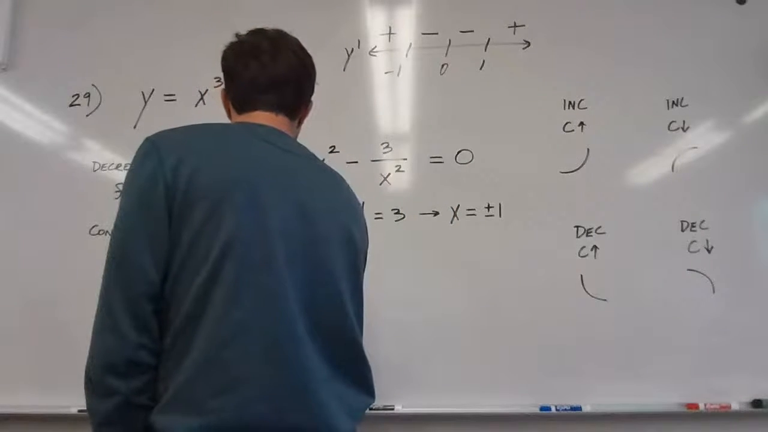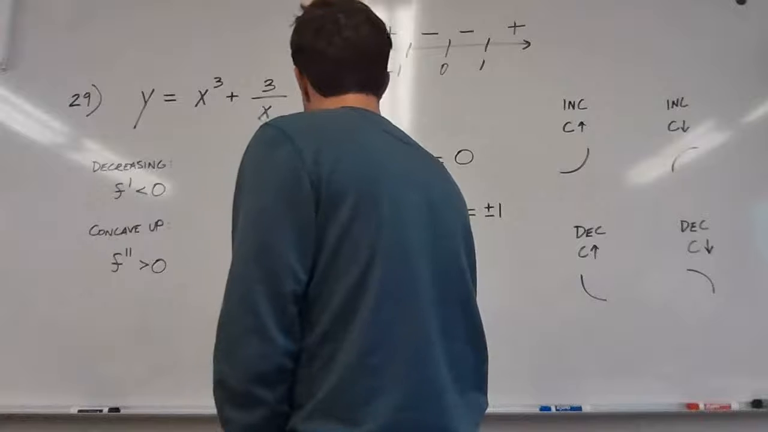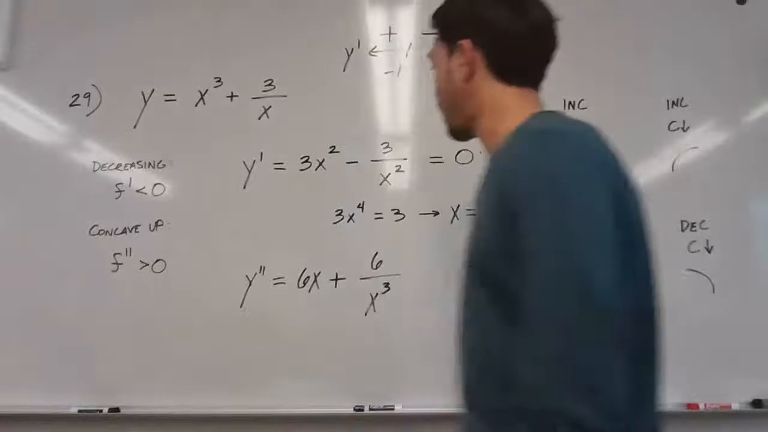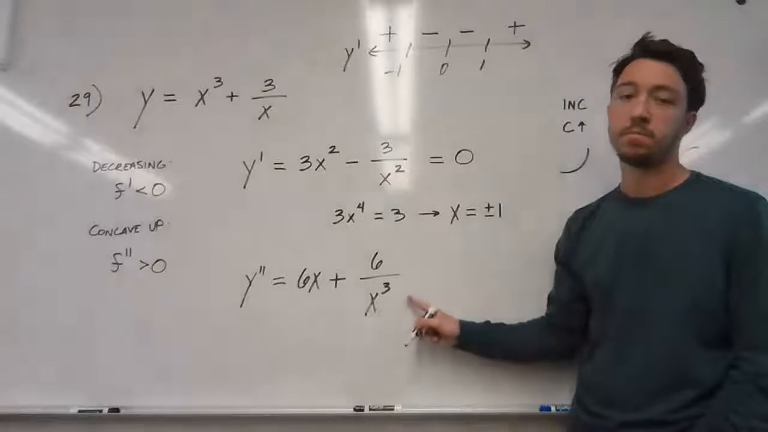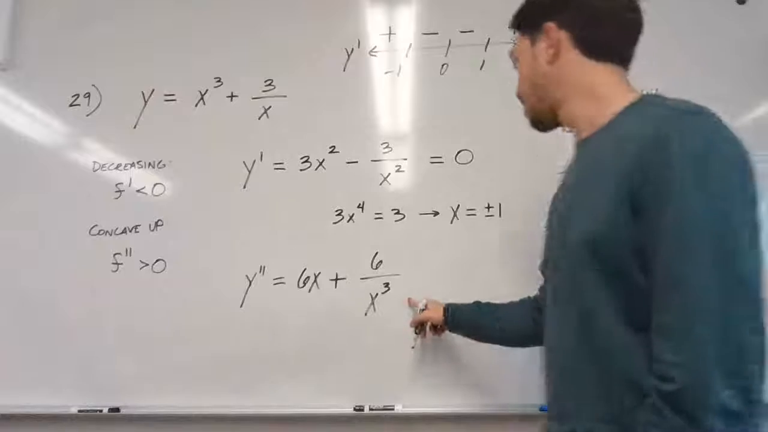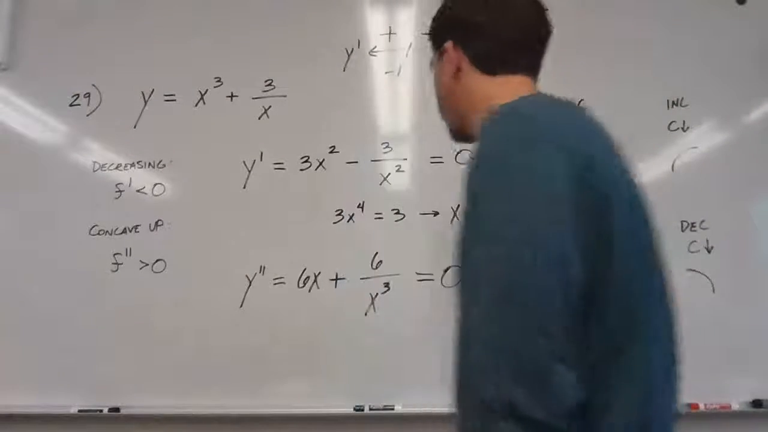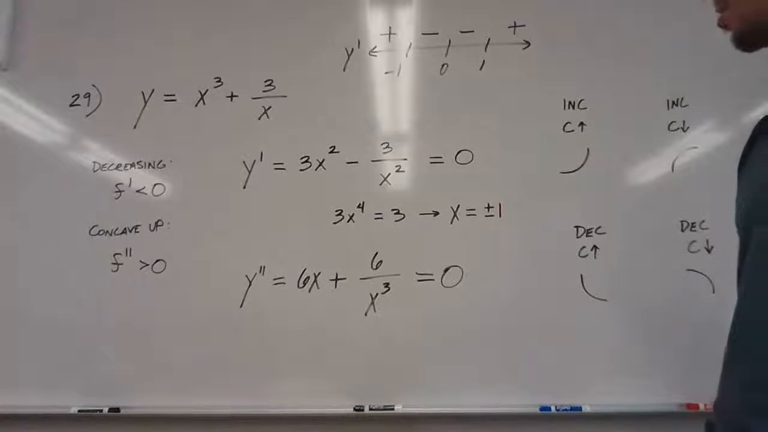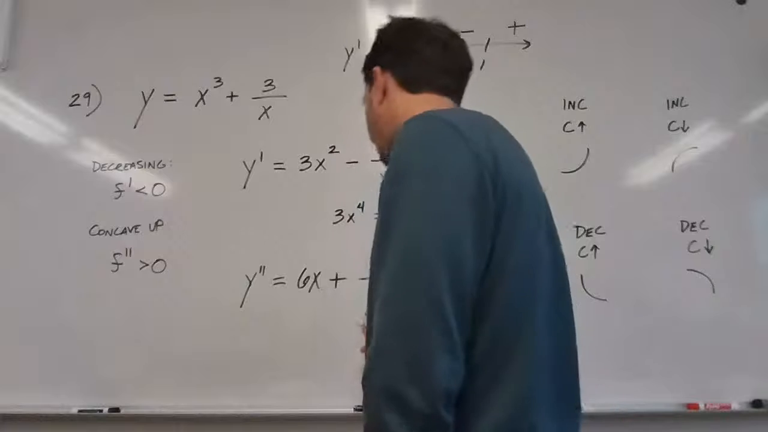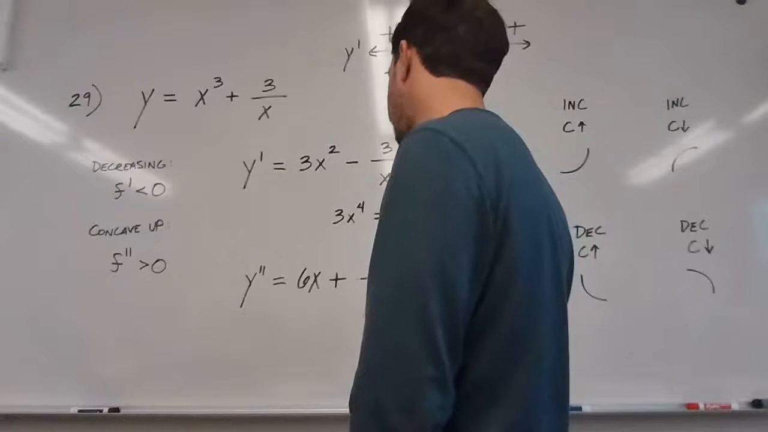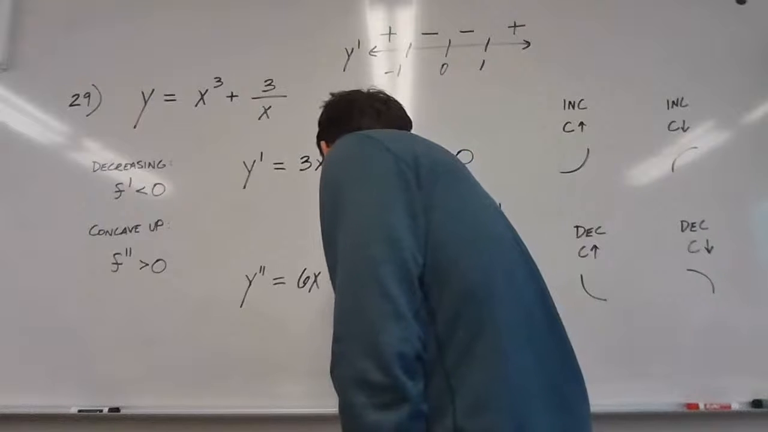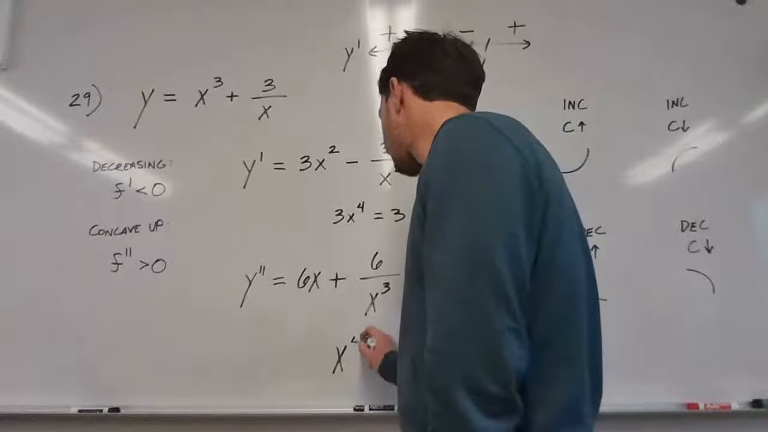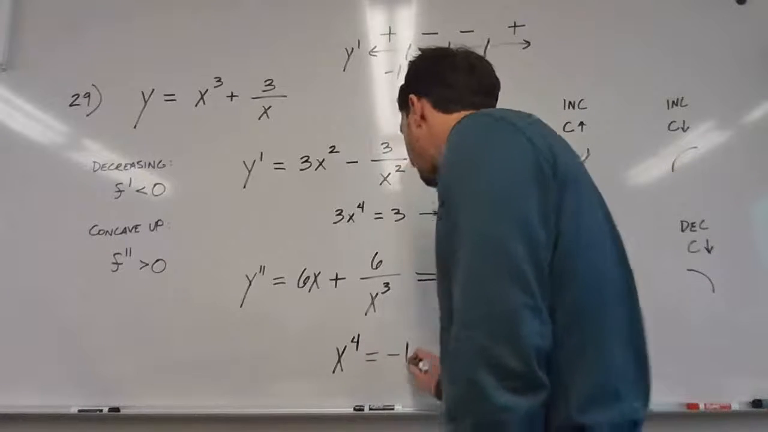So the second derivative would be 6x plus... how about that? Are we okay with going from there to there? Okay, good. Same idea, set it equal to 0. Rearrange it. And interestingly, we get a very similar question, right? We get x to the 4th equals -1, is that correct?